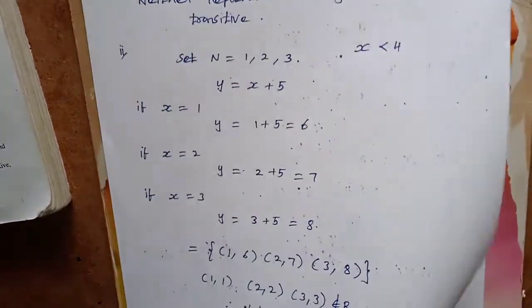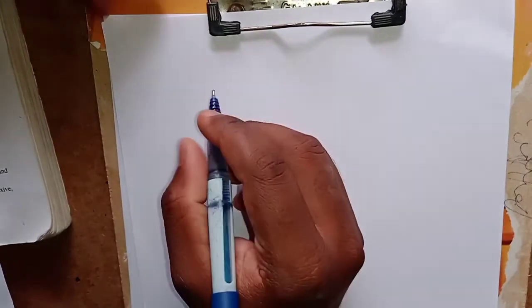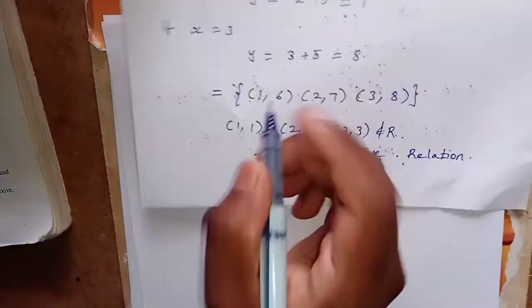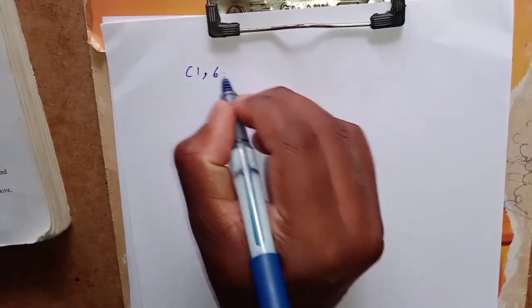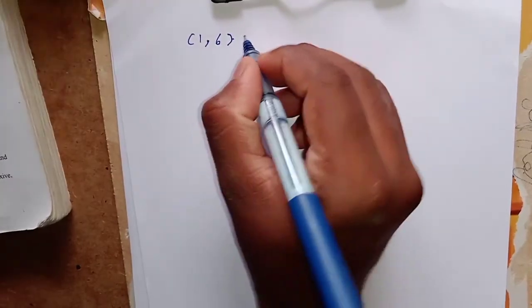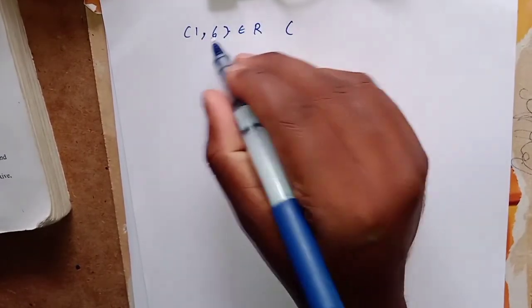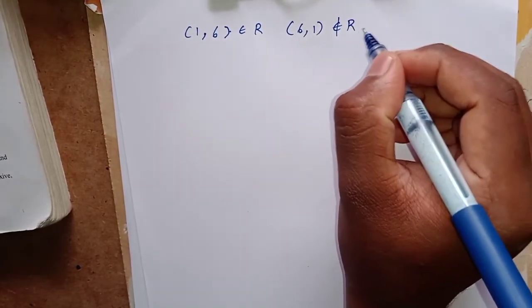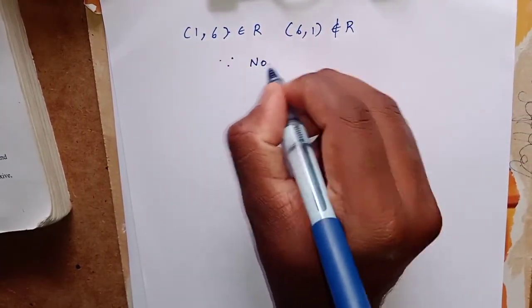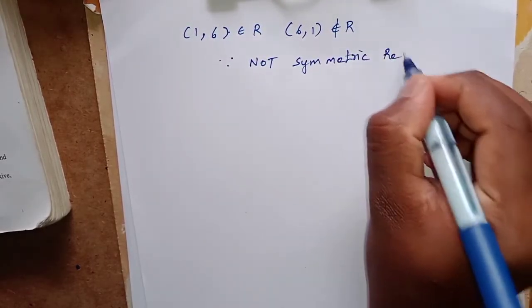Okay. Next condition 2, symmetric. Here (1, 6), that is (A, B), belongs to R, but (B, A), (6, 1), does not belong to R. Okay, therefore it is not a symmetric relation.